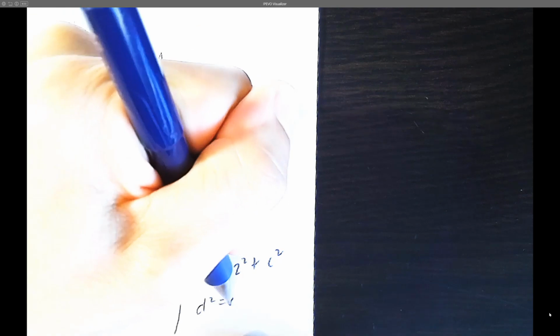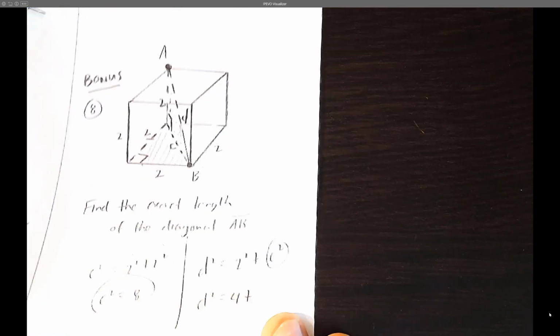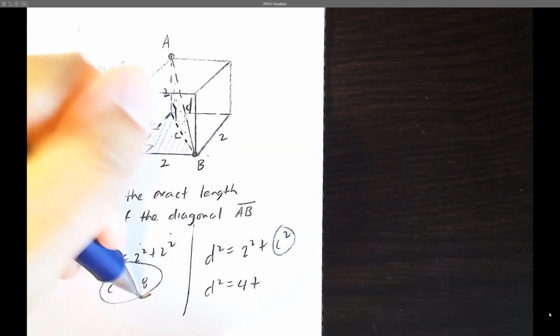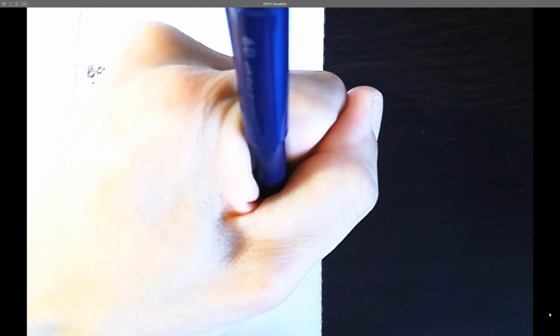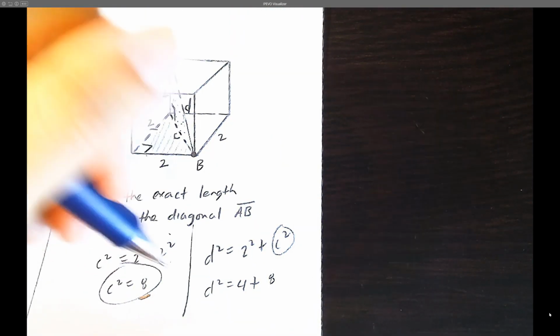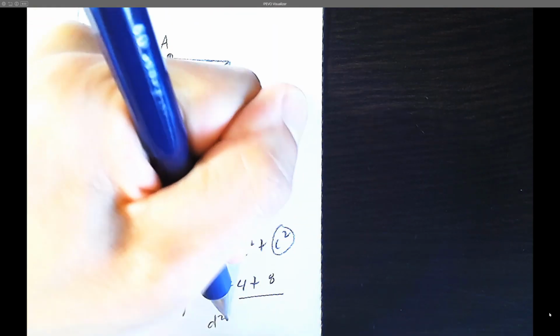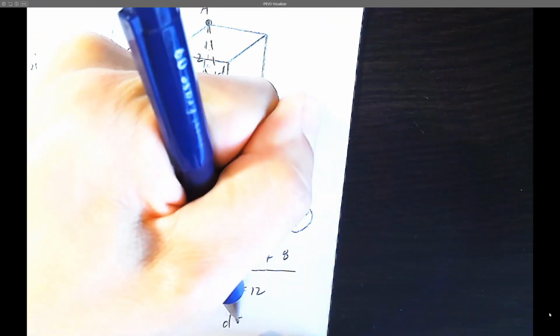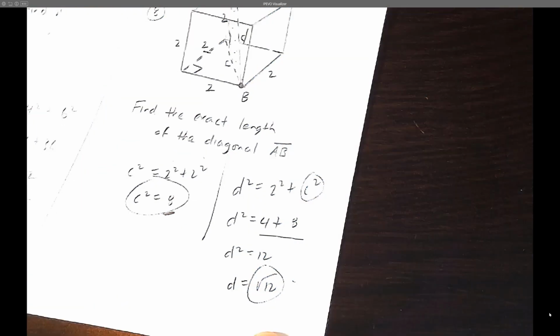D squared equals 4 plus, hold on, do we know what C squared is? We just found it out here. So please write 8, don't write 8 squared. C squared is 8, not 8 squared. So D squared is equal to 12. And the original question is what's the length of D? It's going to be root 12. This here is the exact length of AB.